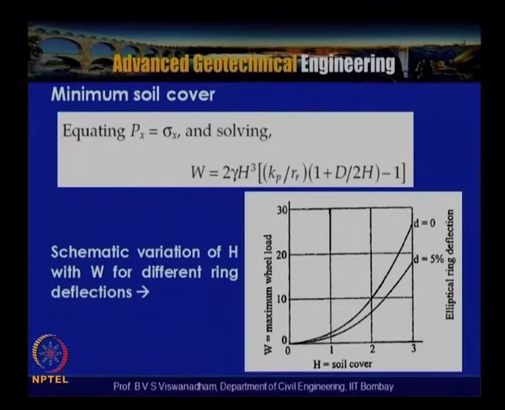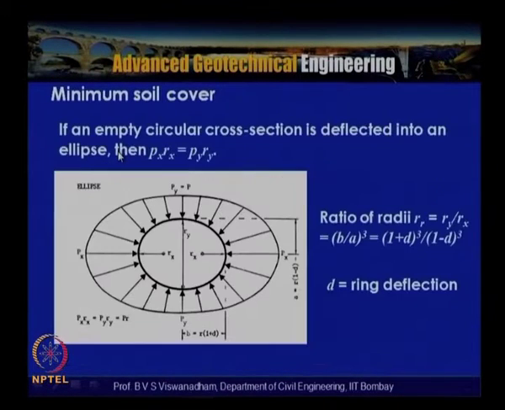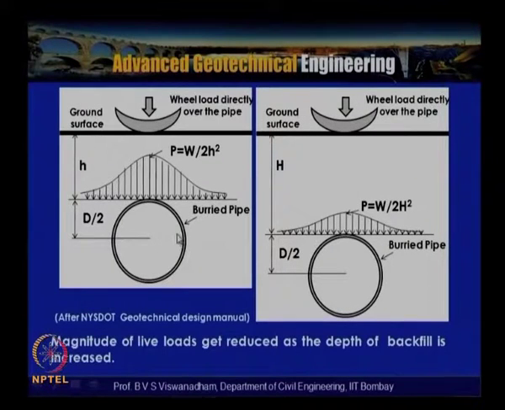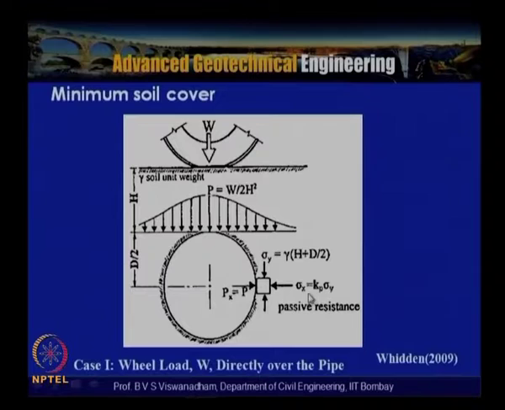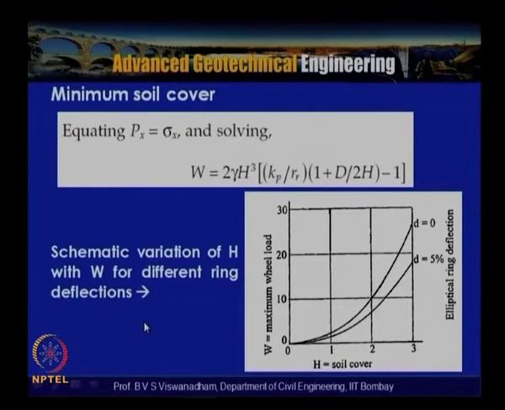Now, by equating the pressure applied by Px and the pressure resisted by the passive earth pressure coefficient offered by the soil, that is, by equating the horizontal stress applied by the pipe on the soil and the resisting force applied by the soil at mid height of the pipe, we get the expression for W equal to 2 gamma h cube into Kp by Rr into (1 plus d by 2h) minus 1.